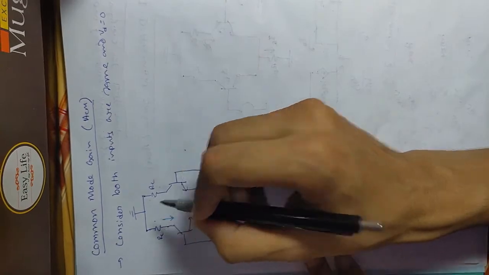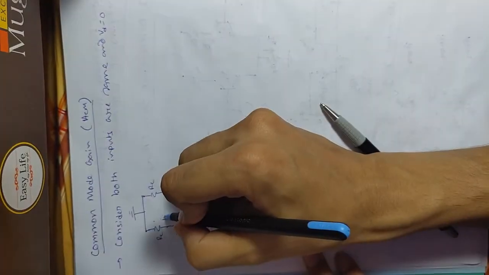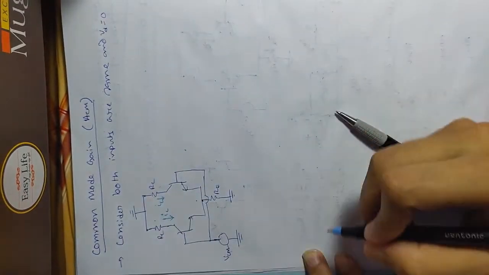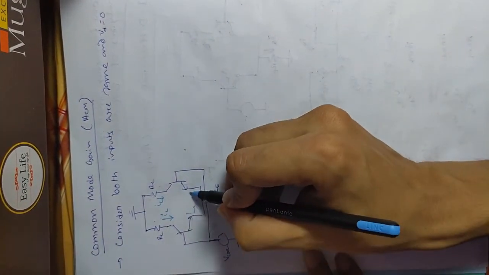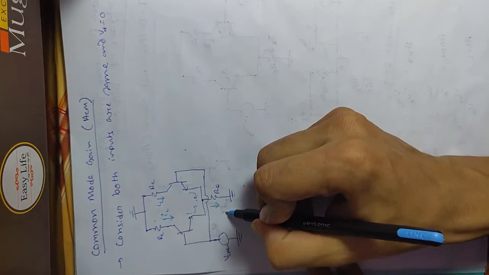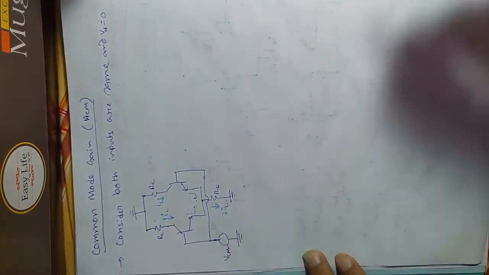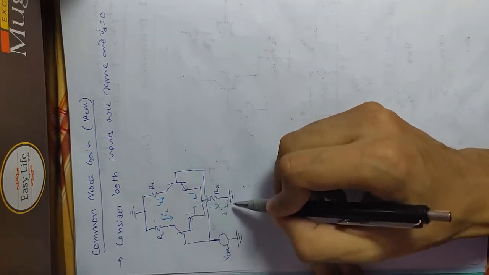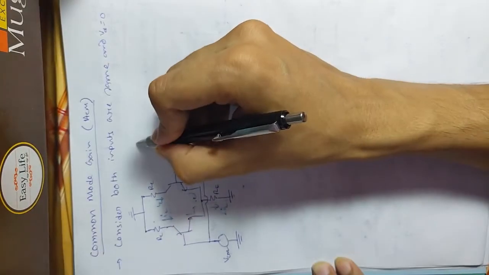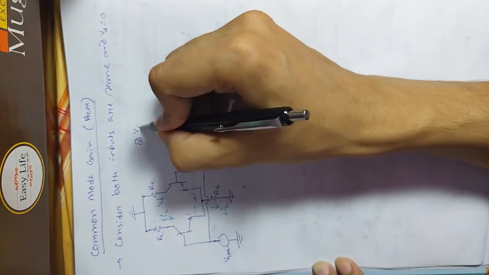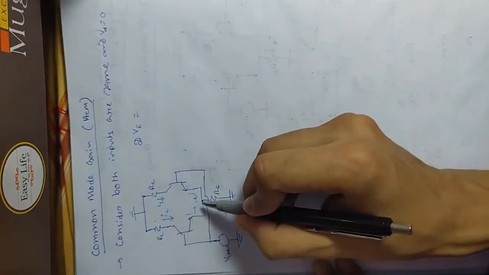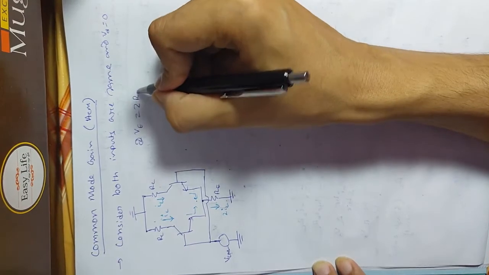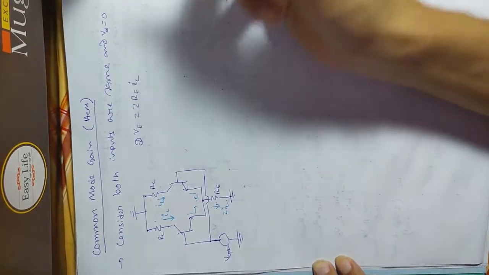So if we consider that current is IC, and that current also IC, the total current through this RE is 2IC. So as a result, the voltage across the RE is 2IC times RE. So that node voltage is VE, VE equals 2 RE IC.